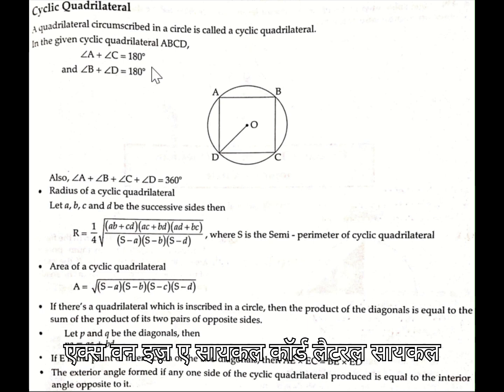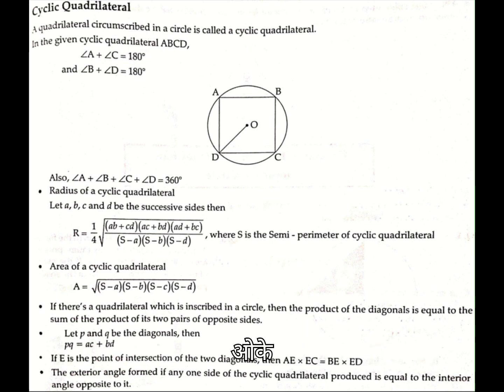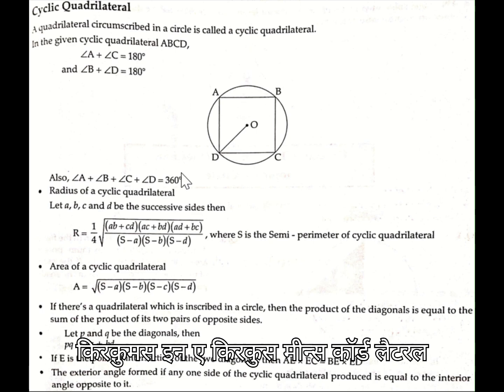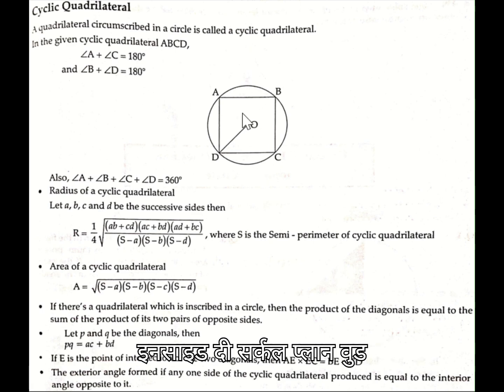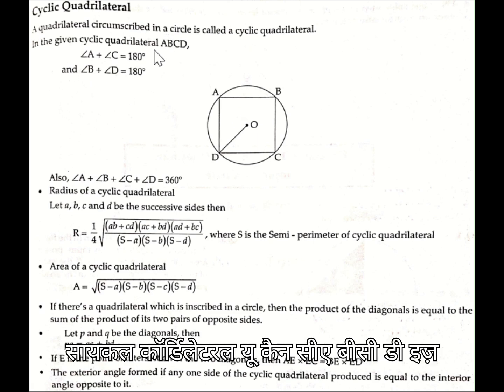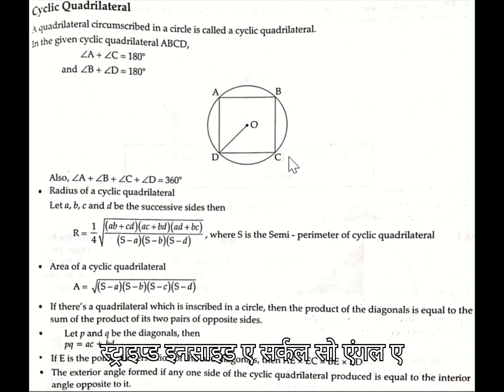Next one is the cyclic quadrilateral. Okay, what is it? Quadrilateral circumscribed in a circle. Circumscribed in a circle means the quadrilateral is inside the circle. Then it would be called a cyclic quadrilateral. So for a cyclic quadrilateral, you can see ABCD is a cyclic quadrilateral because it is inscribed inside a circle.